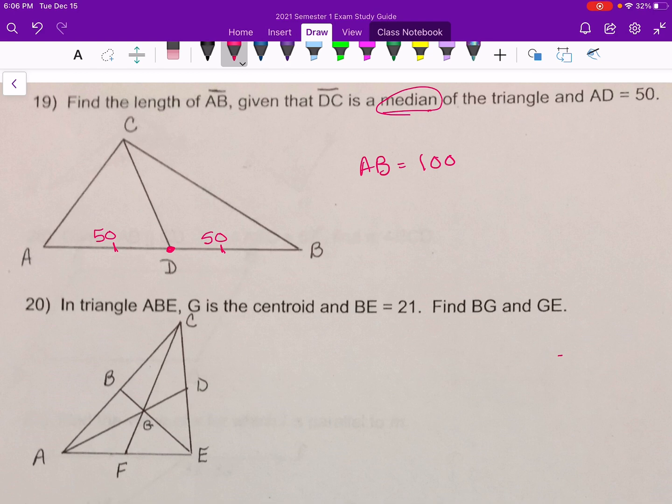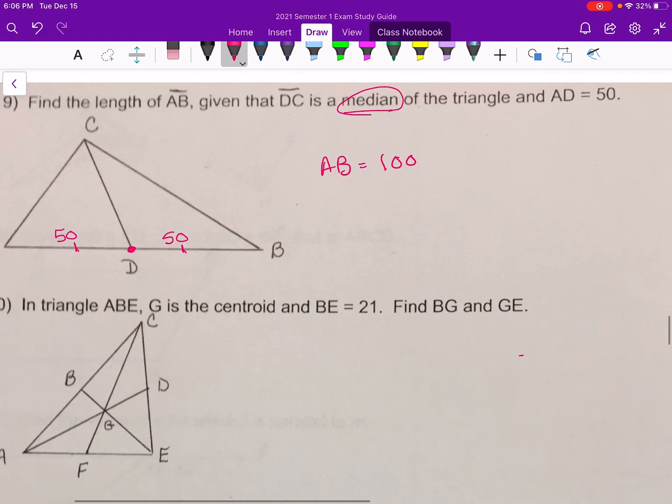Number 20, we find that G is a centroid, and BE, its entire length, is 21. All right, the centroid is the one that cuts that segment into sections. One of them is 1/3 the whole length. The other one is 2/3 the whole length. Or in other words, this median is cut into thirds. Well, if you have 21 and it's cut into 3 equal pieces, it means each piece is 7 long.